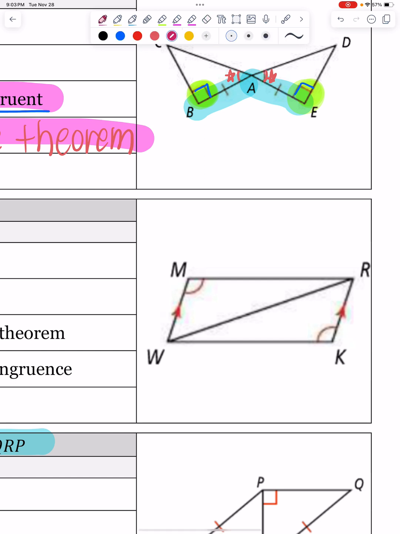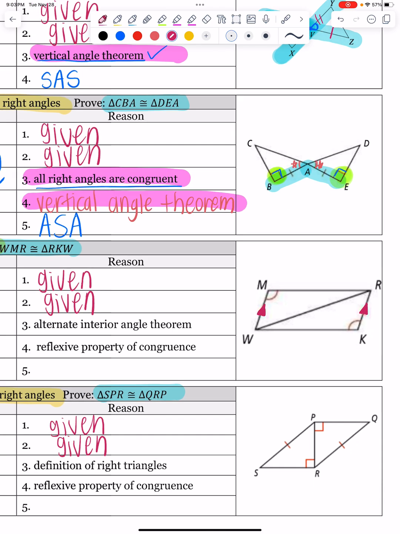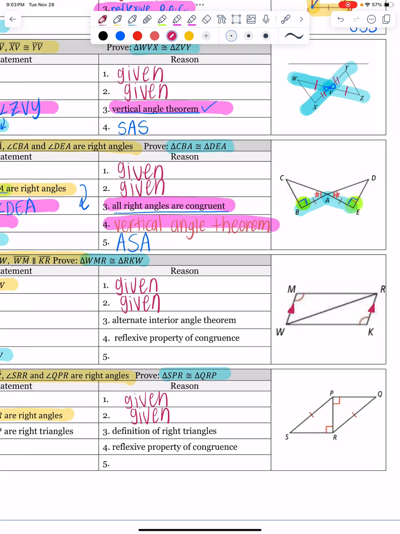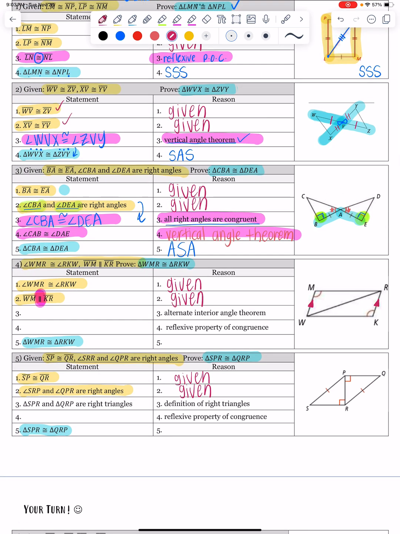Typically, especially in this unit, when you see parallel lines, that's going to allow you to add some kind of angles. Remember when we did our transversal unit and we talked about all the different kinds of angles that are formed from parallel lines that are congruent? That's going to get you to be able to add some type of congruent angles.